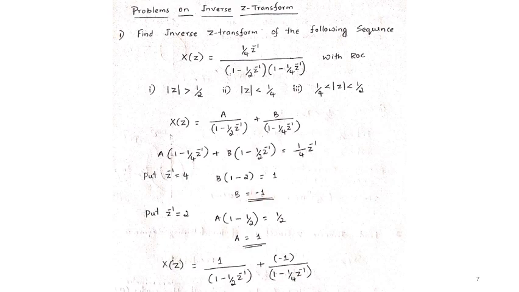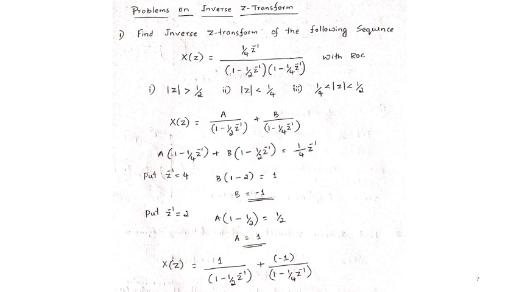Now to find the value of A, I'll put z inverse equal to 2. If I put z inverse equal to 2 in this equation, I'll get 1 minus 2 by 4, so it is 1 by 2. So A into 1 minus 1 by 2. And what about the second term? If I put 2 here, 2 by 2 is 1, 1 minus 1 is 0. So the second term will become 0. And the right hand side will be 1 by 2. Now it is 1 by 2 divided by 1 by 2, so the answer is 1.